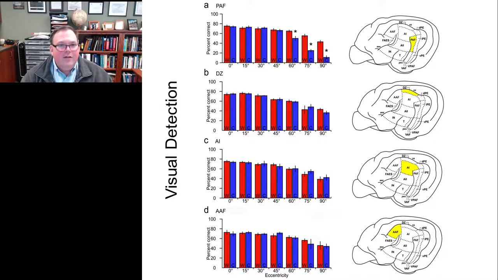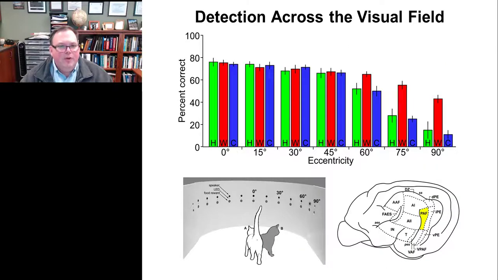So here you can see on the top panel the bilateral individual deactivation of the posterior auditory field. Down from that is the dorsal zone, below that A1, and finally at the bottom the anterior auditory field. And what you see is there was no change in performance for 3 of the 4 areas, but for the top panel, for the posterior auditory field, you can see that there's a significant drop in performance for the 3 peripheral positions. And in fact, the entire deficit we saw during deactivation of all 4 areas could be attributed to just the deactivation of the posterior auditory field.